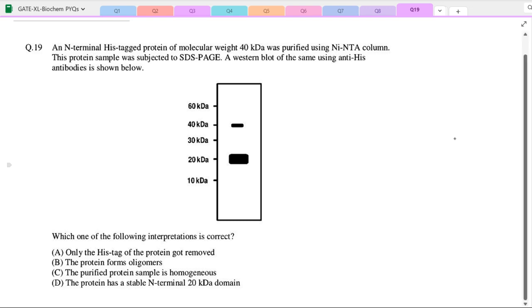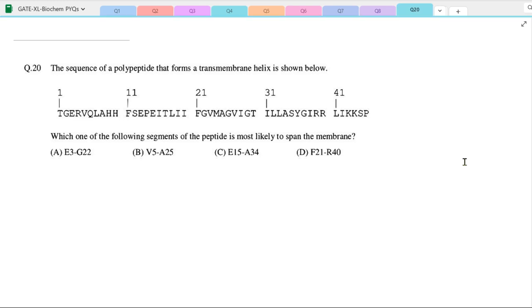So this means that the protein has a stable N-terminal 20 kilodalton domain, because here it says that the his tag was N-terminal tagged. So since you also see a 20 kilodalton fragment, and since you get this blot only upon these anti-histidine antibodies binding to this protein, it implies that this protein has a stable N-terminal 20 kilodalton domain. So the correct answer here is option D. Moving on to the final question.